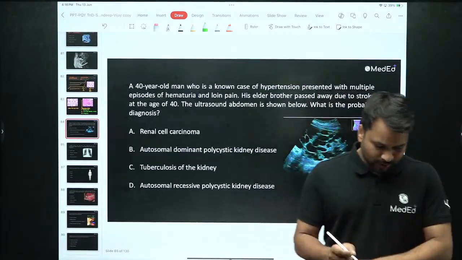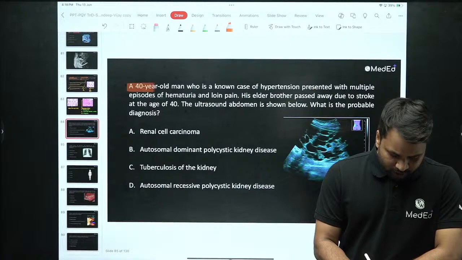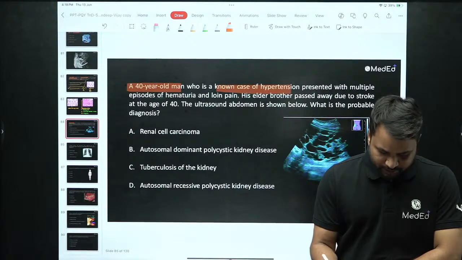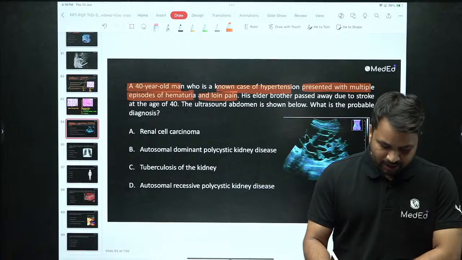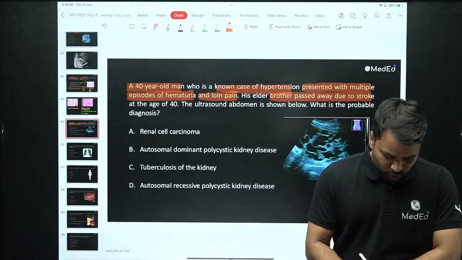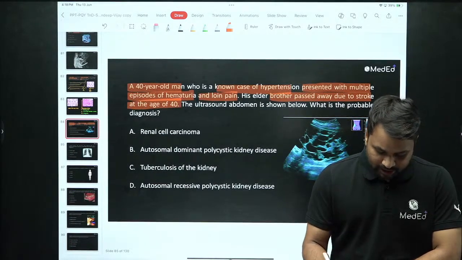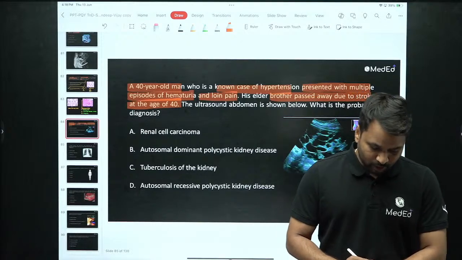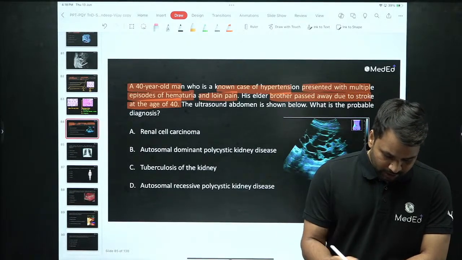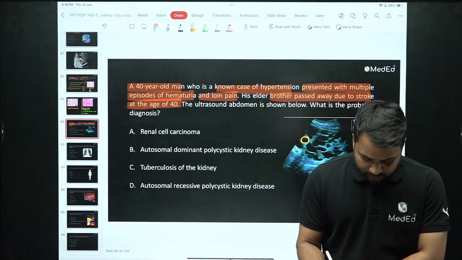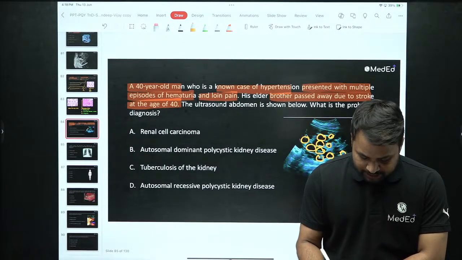Moving down to the next question. I have a 40-year-old man, a known case of hypertension, presented with multiple episodes of hematuria and loin pain. His elder brother passed away due to stroke at the age of 40. The ultrasound is given. What is the probable diagnosis? Now, when you do an ultrasound, I don't know what organ it is, but I know there are multiple cysts present, right? Now, it is a multicystic condition.